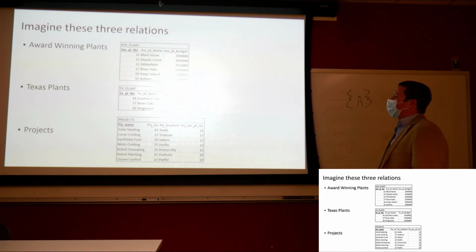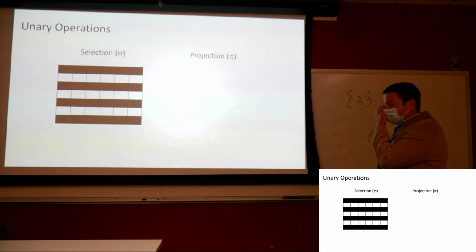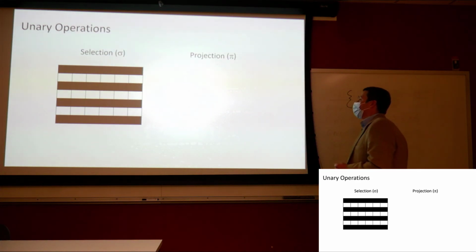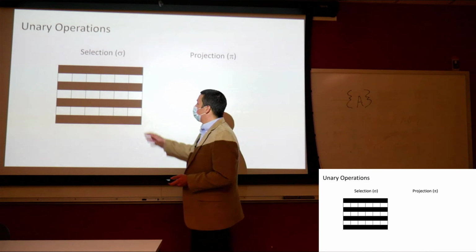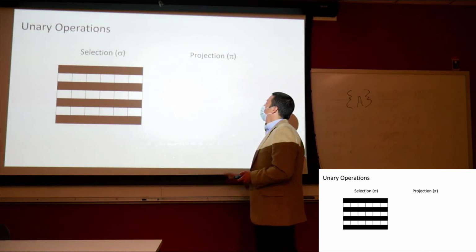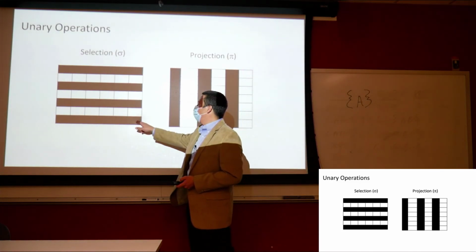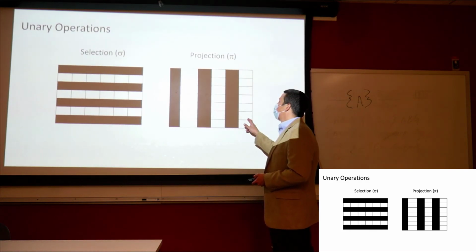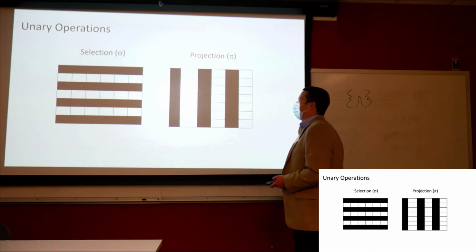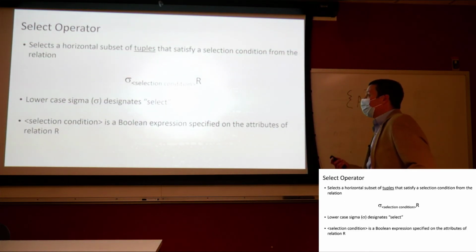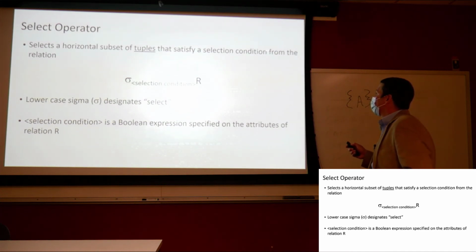So imagine we have these three relations, AW plant, Texas plant, and projects. These are award-winning plants, these are plants that are in Texas, and projects we'll talk about in just a minute. So select is going to return a horizontal set of rows, or tuples, right? So selection returns a subset of tuples. Projection returns a subset of attributes, okay? So a subset of tuples that match some criteria. Projection is a subset of attributes that we are interested in seeing the values of. Select returns a horizontal subset of tuples that satisfy a selection condition from the relation.